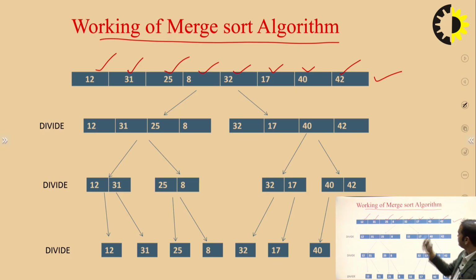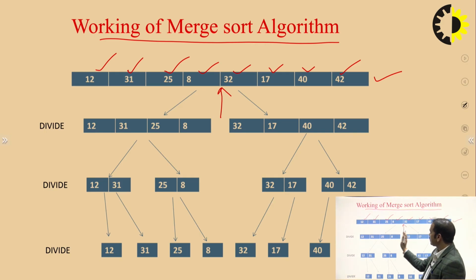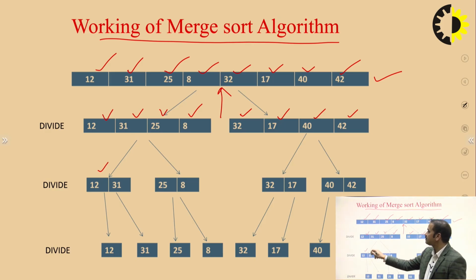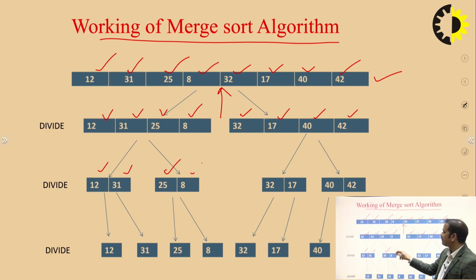First, we have to divide this array into two parts. We take 12, 31, 25 and 8 as the first array, and the second one is 32, 17, 40 and 42. After executing this step, we also divide each array into two sub arrays. The first is 12, 31, the second is 25 and 8. We also divide the second array 32, 17, 40 and 42.